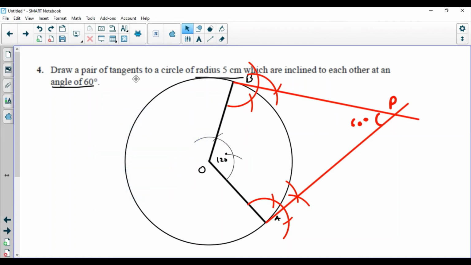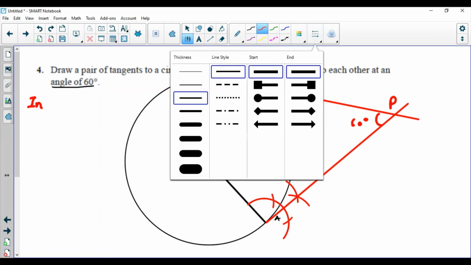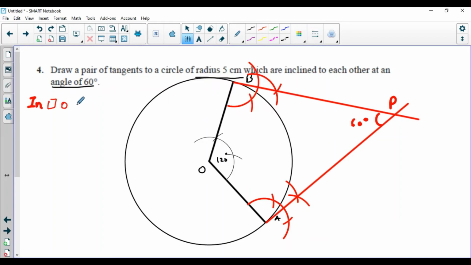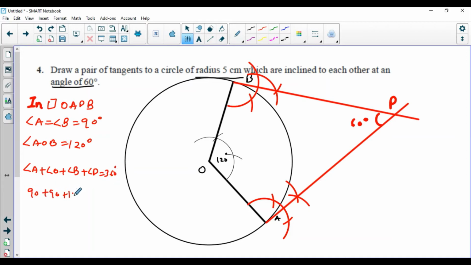Now for justification we can write, in quadrilateral OAPB, angle A and angle B are 90 degree. Okay, angle AOB is 120 degree. And by angle sum property of quadrilateral, angle A, angle B, angle AOB and angle P will be 360. So 90 plus 90 plus 120 plus angle P is equal to 360.